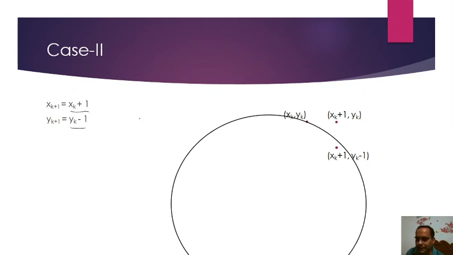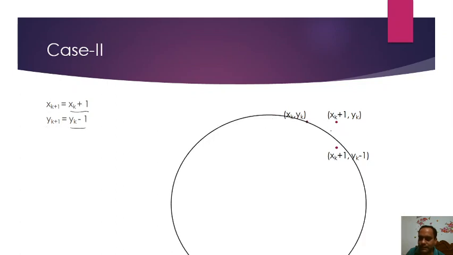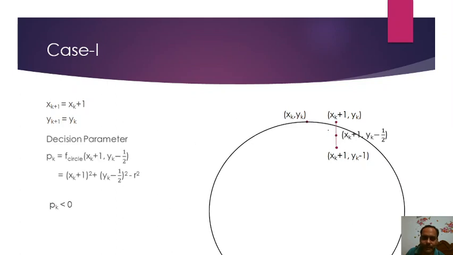As this data is not represented on the screen, your computer has to calculate the values. So let's do some mathematical work to find it out. So this decision of case 1 and case 2 is based on the midpoint. For example, in case 1, if we find the midpoint of both the candidate points, its coordinates will be xk plus 1 and yk minus half. This is yk minus 1.